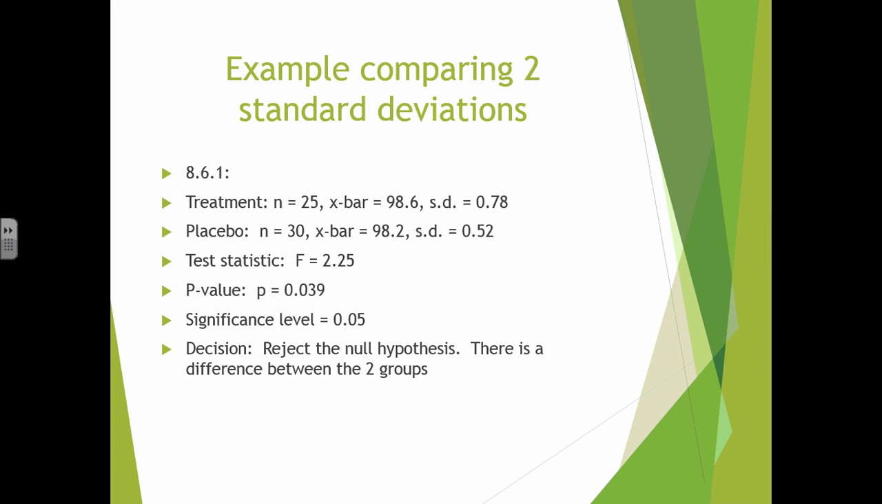When you enter this information into Minitab under Stat, Basic Stat, Variances, sample standard deviation given, and you put in the appropriate alternative hypothesis, which is not equal to, you should get the test statistic of F equals 2.25, and the p-value being 0.039. Comparing this to a significance level of 0.05, we would reject the null hypothesis because p is less than or equal to the significance level. So there is a difference in the standard deviation between these two groups.